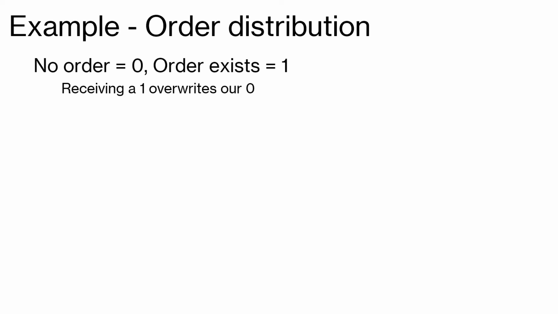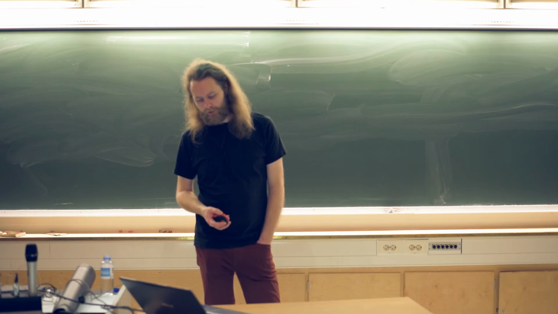Oh yeah, here's the example on this slide. Let's say we have a trivial binary system. No order, it's Boolean 0, and there is an order, it's Boolean 1. If we receive a 1, that means that there is an order, it overwrites our 0. Pretty obvious. And then if we start sending out that we have received the order, then eventually everybody will get a 1, because this is eventually consistent. Since the 1 always overrides a 0, if we have a 0, we override it. If somebody else has a 0 and we send a 1, they override it. Everybody eventually will agree and get to a 1.